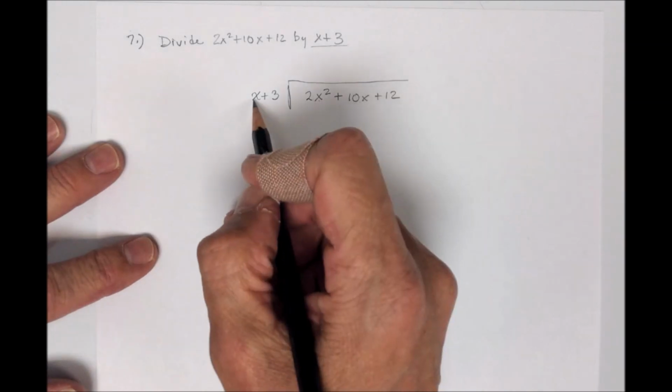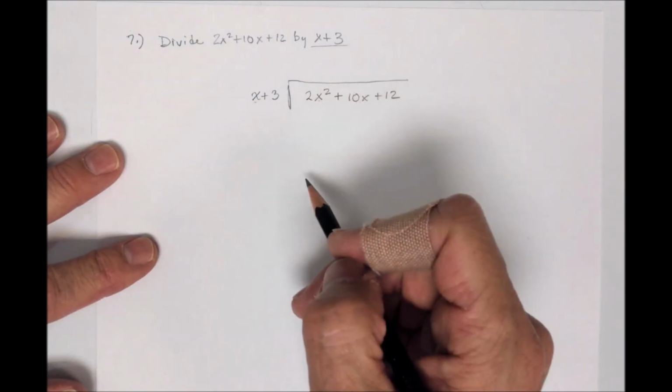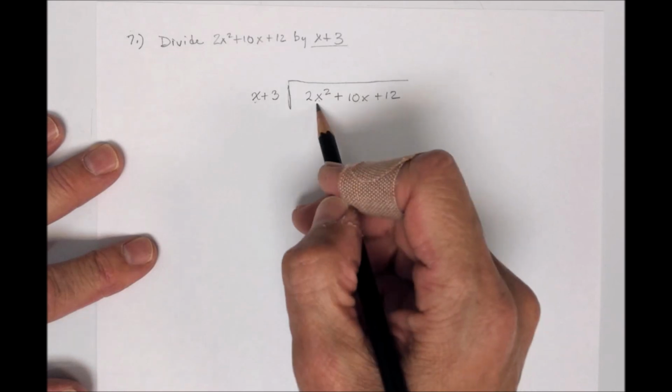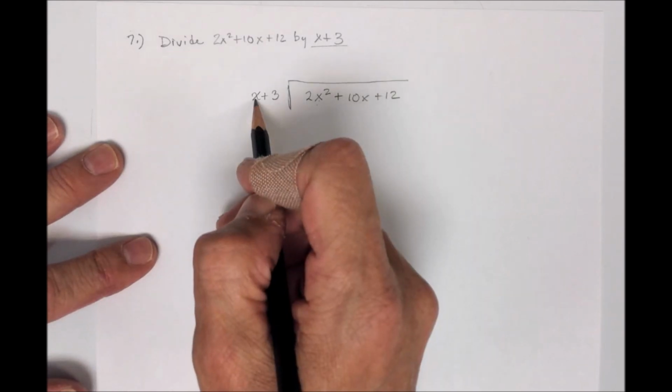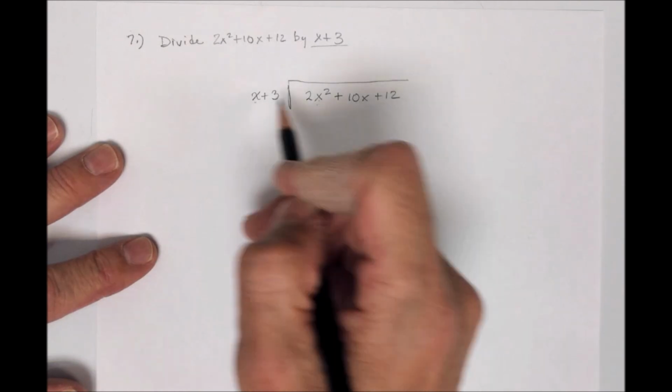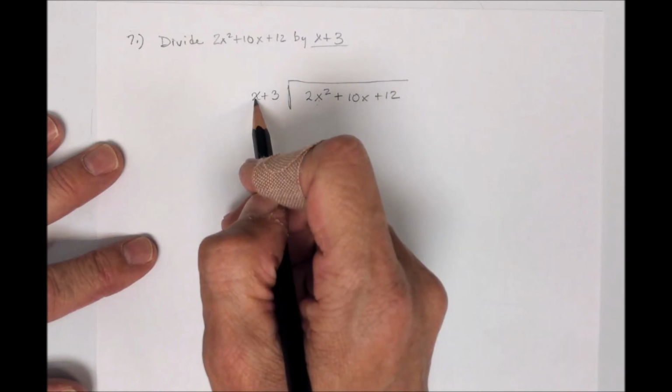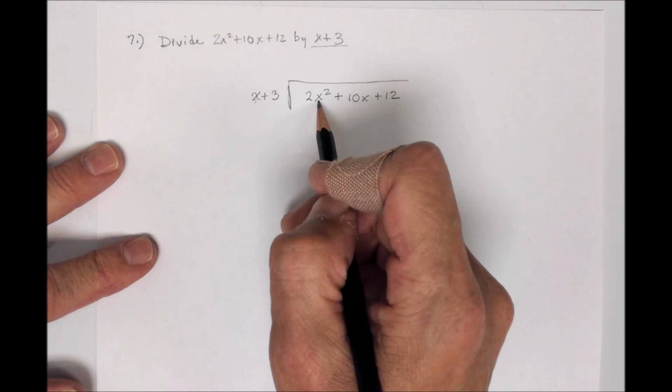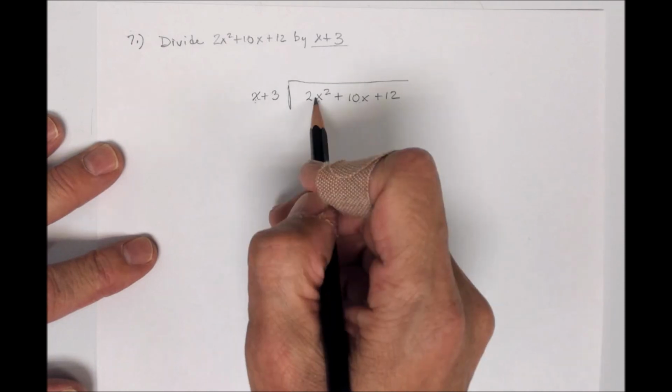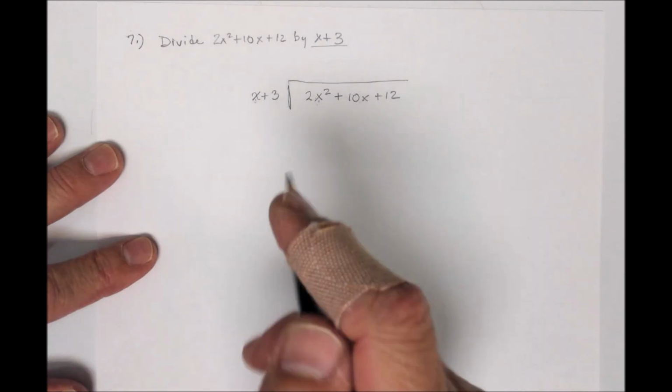What times x of x plus 3 equals 2x to the second? You look at the first term of the divisor and the first term of the dividend. You say, what times this term gives me this term? Well, what times x gives me 2x squared? It's 2x. 2x times x is 2x squared.